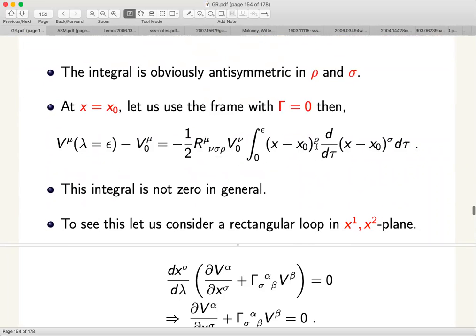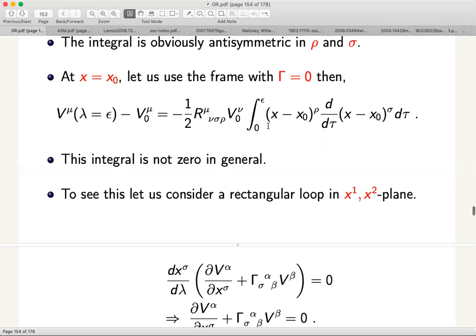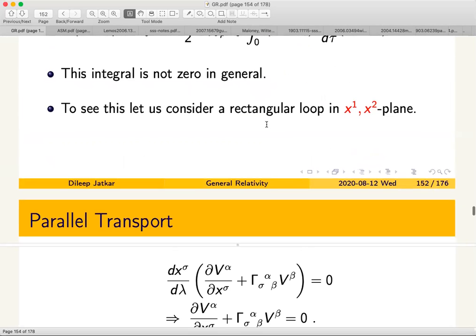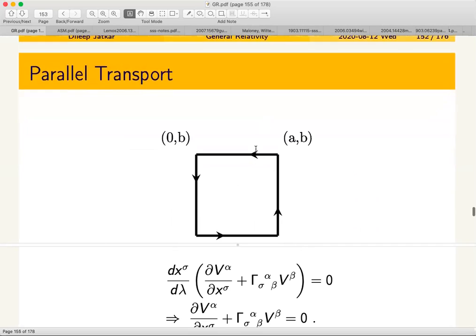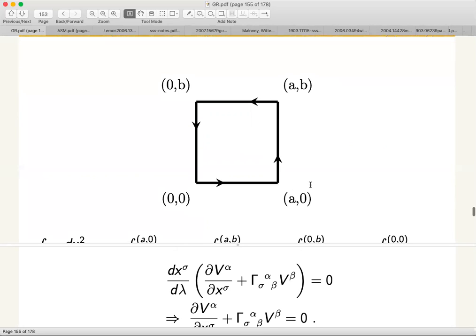If you write it in a more symmetric fashion, it is like this: x minus x naught rho d by d tau of x minus x naught sigma. Now the rho and sigma indices are antisymmetrized, because if you integrate by parts, there is a minus sign when the d by d tau is acting on x minus x naught with a rho component. Okay, fine. So we then did this exercise by studying a tiny rectangular loop of length L in one direction and length B in the other direction.